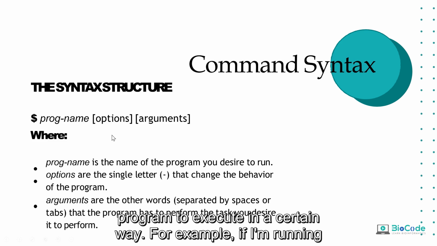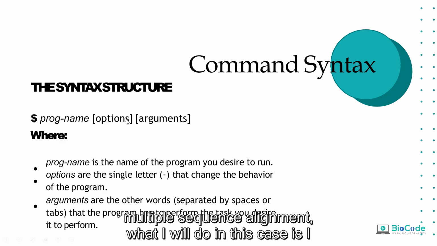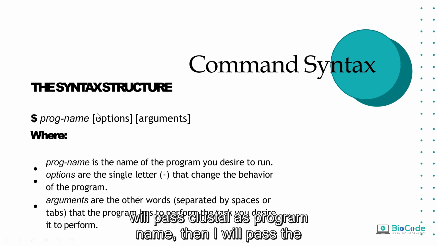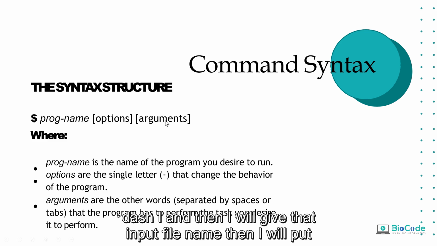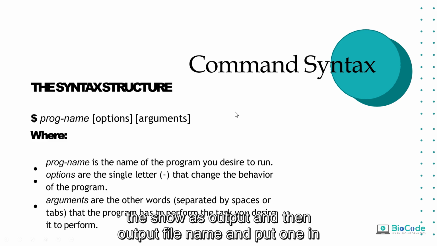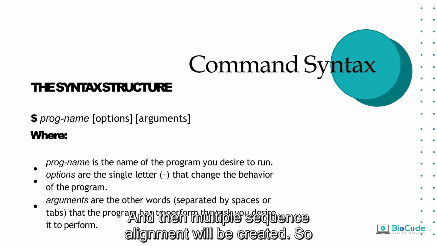For example, if I'm running the Clustal Omega tool on our computer and I want to do multiple sequence alignment, I will pass clustalo as the program name. Then I will pass the option for input, for example, I want to input the file, so I would put -i, and then give the input file name. Then I will put -o for output, and the output file name will be provided, and then we can just press enter and the execution will be done and the multiple sequence alignment will be created.